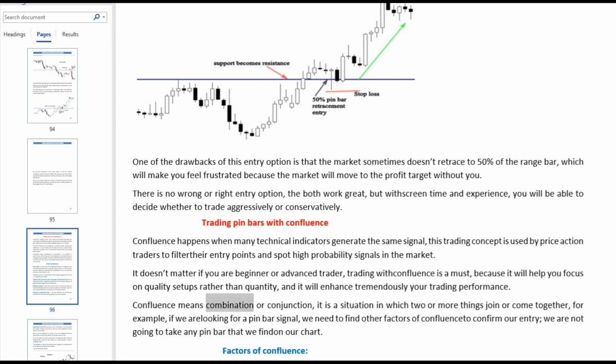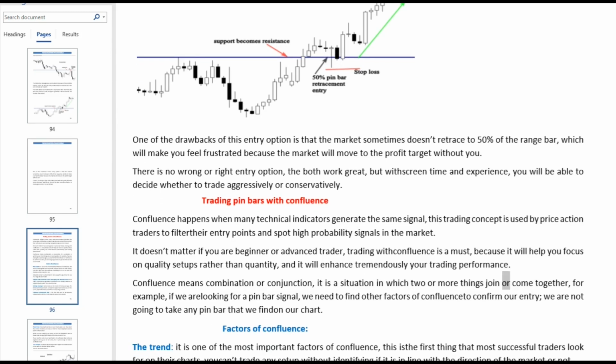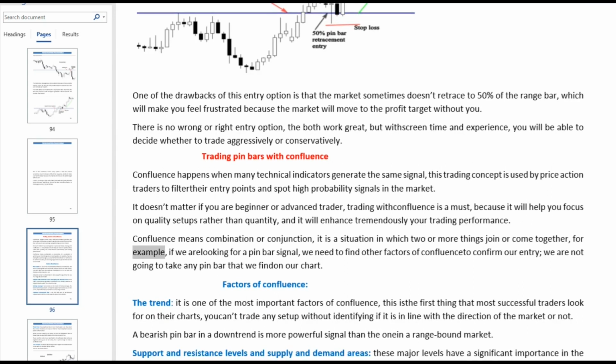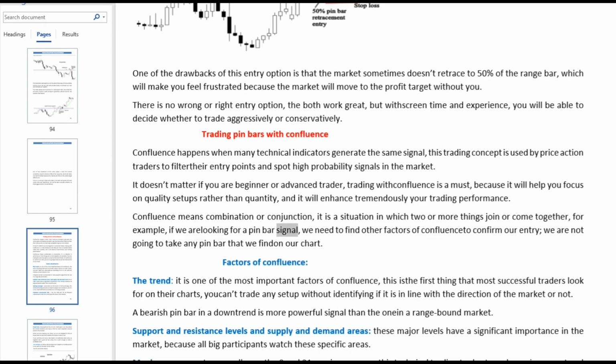Confluence means combination or conjunction. It is a situation in which two or more things join or come together. For example, if we are looking for a pin bar signal, we need to find other factors of confluence to confirm our entry. We are not going to take any pin bar that we find on our chart.